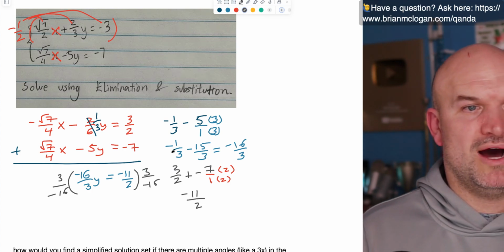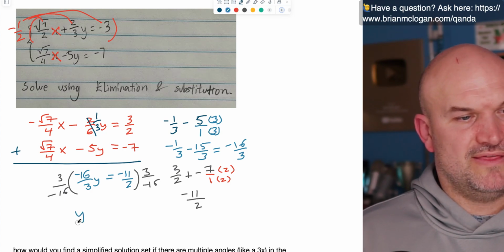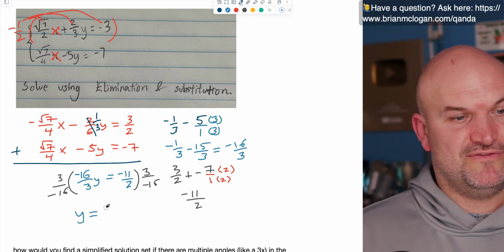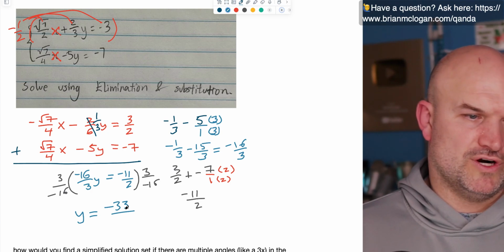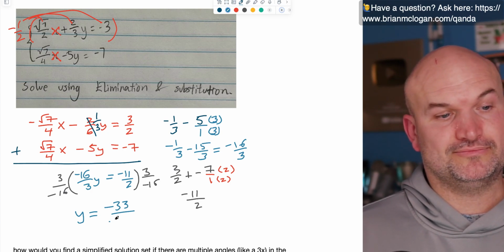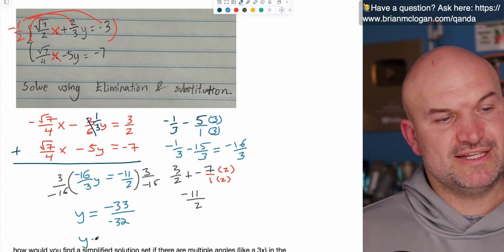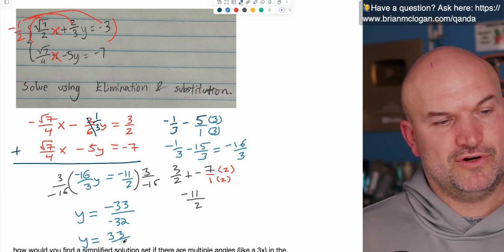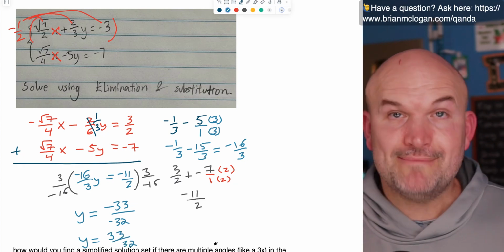That's going to now give me y equals, and then over here, this is going to be a negative 33 over a negative 32. So y is equal to 33 over 32. Could have just done that the first time. Okay, so we got 1, right?